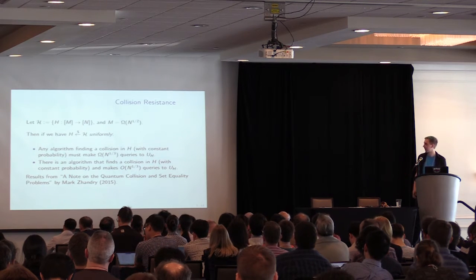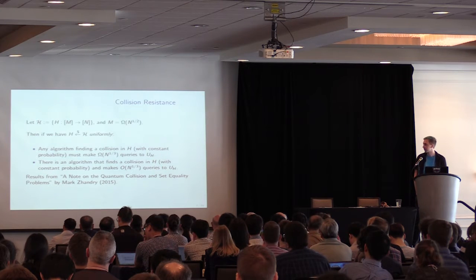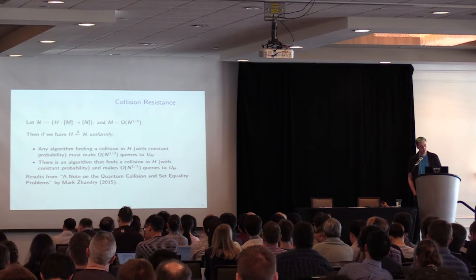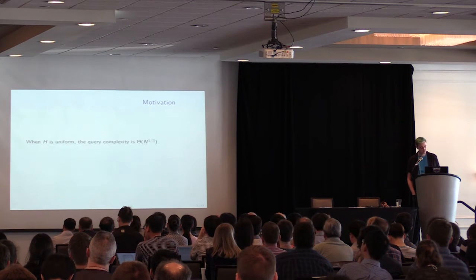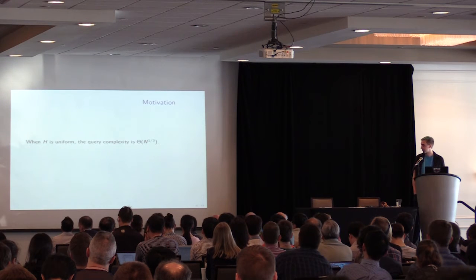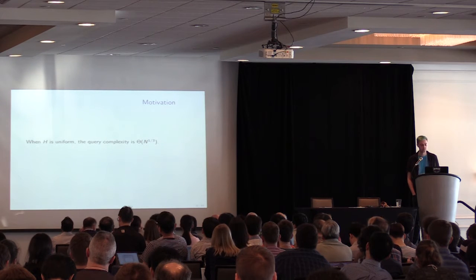Of course, the collision resistance of a hash function has been analyzed for a long time for cryptographic purposes, and for uniformly random functions. I believe it was first done by Mark Chandry. So we can completely characterize the collision resistance of a hash function in terms of just the query complexity as n to the 1/3 for uniform functions.